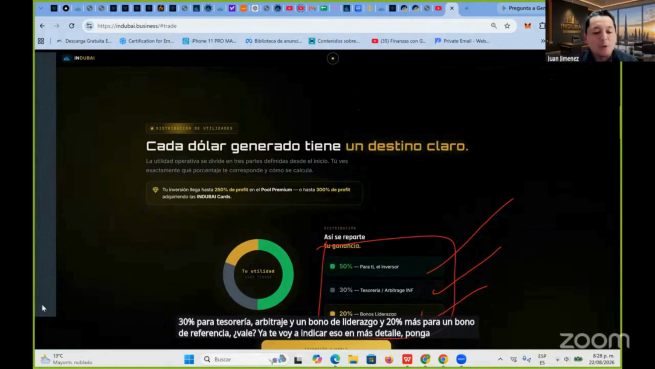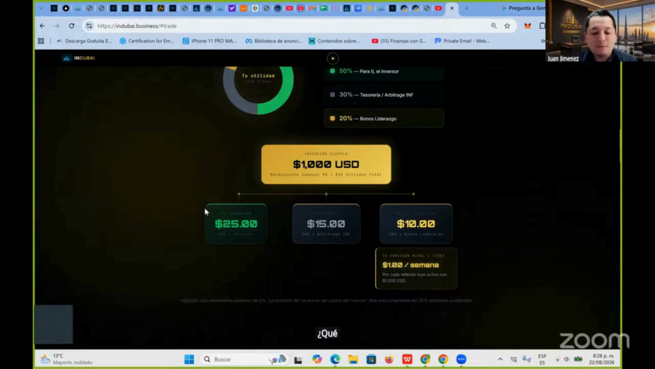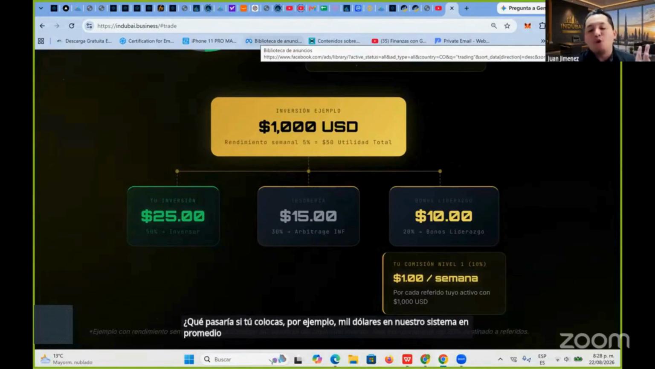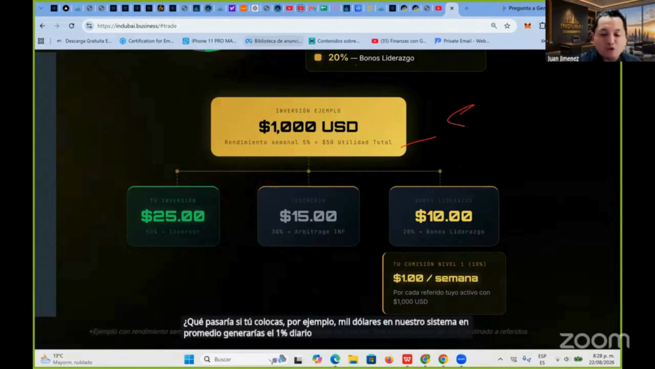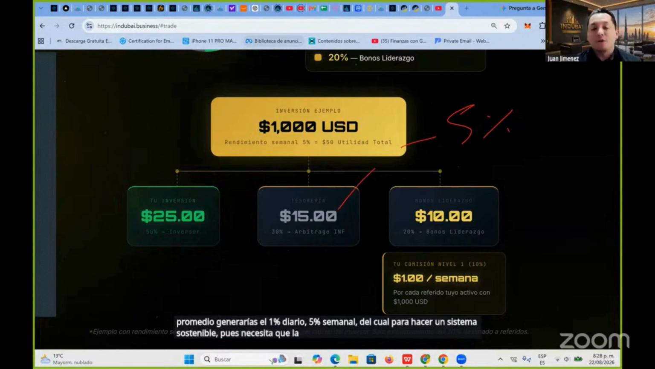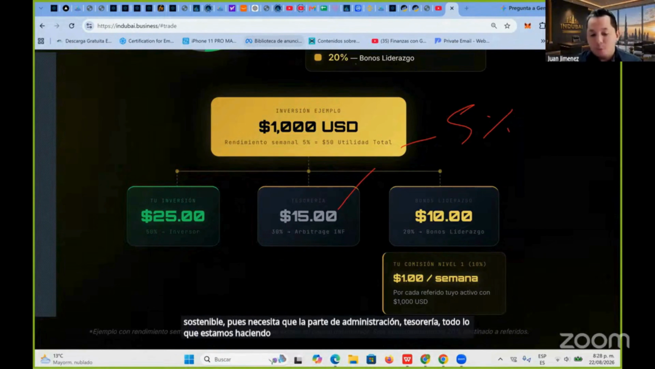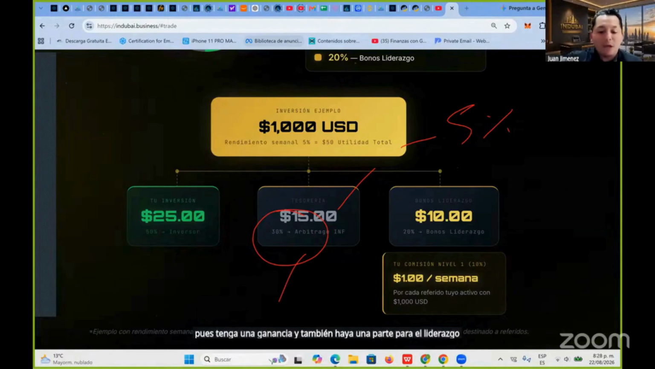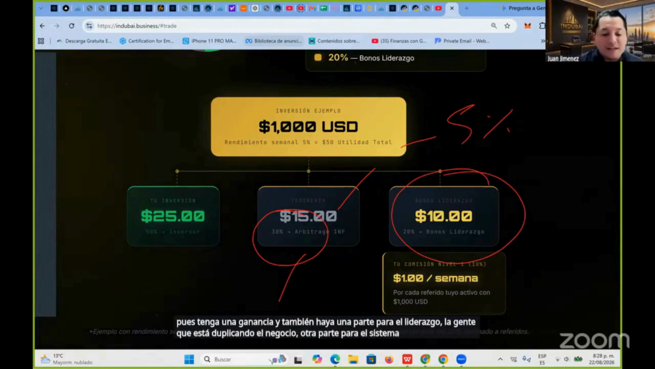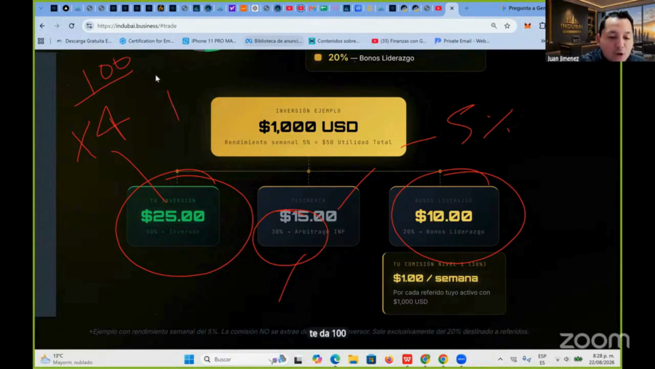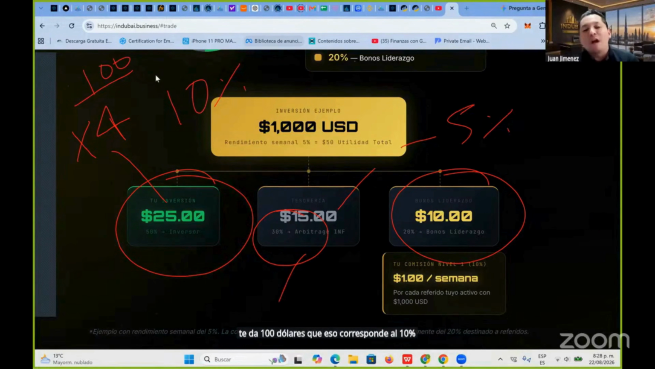Let's use an example. What would happen if you put, for instance, $1,000 into our system? On average, you would generate 1% daily, 5% weekly, of which, to make a sustainable system, it needs the administration part, treasury, everything we are doing behind the scenes to have a profit, and also have a part for leadership, the people who are duplicating the business. Another part goes to the referral system, and this is what would correspond to you. $25, which if you multiply by 4 weeks gives you $100, which corresponds to 10% of your capital.